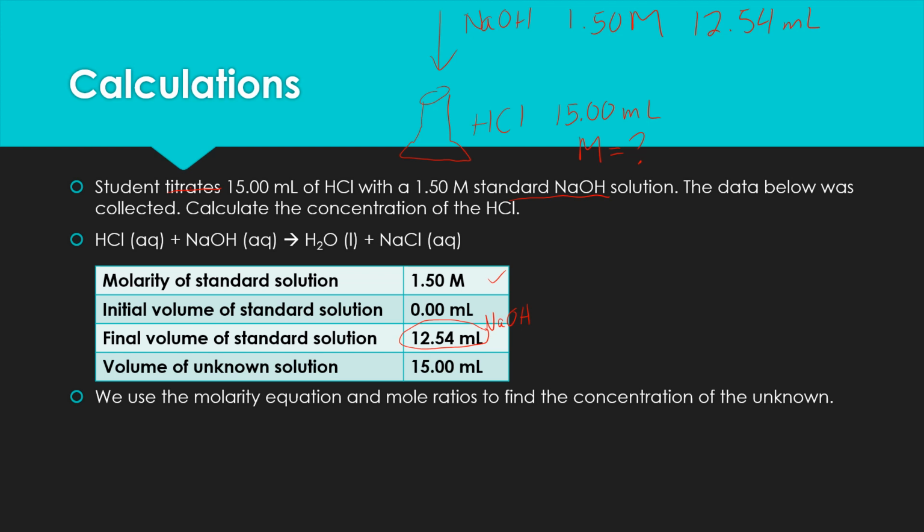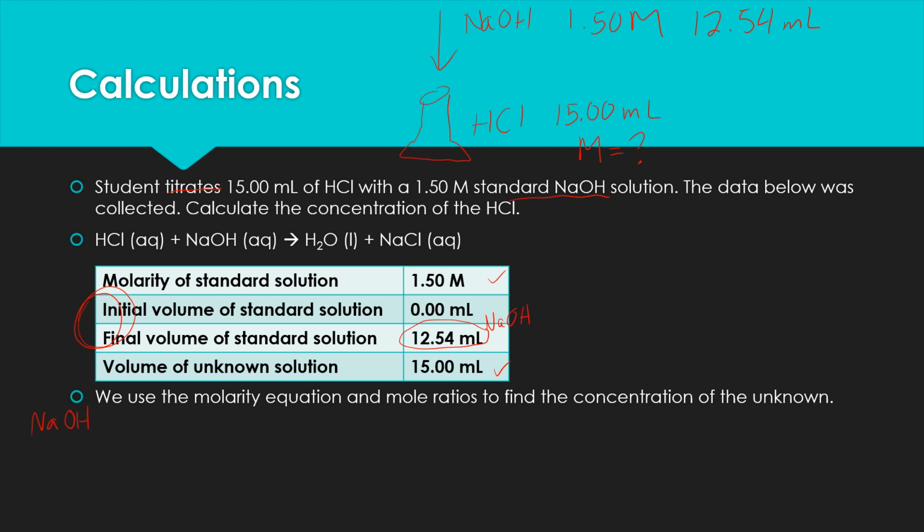So using that information, we also have our volume of our unknown that was already given. Really the only two things we're recording during the reaction are our initial and final volumes of our standard solution. So we want to find that unknown molarity. There's a couple ways we can do this, and I'm going to show you first what's listed here. It says we use the molarity equation and mole ratios to find the concentration of the unknown. So for the NaOH, right now I have the most information about it.